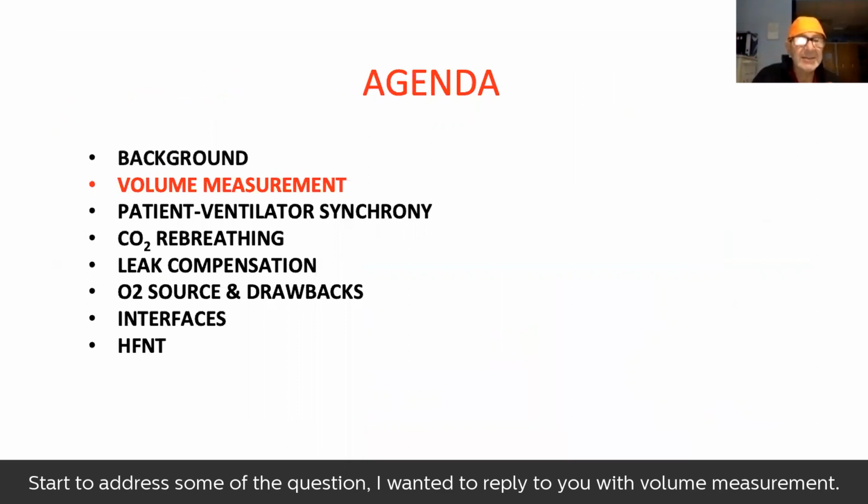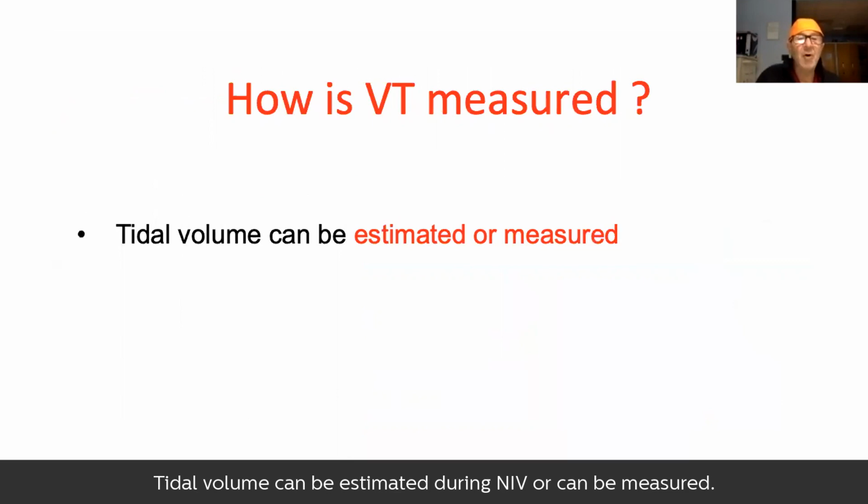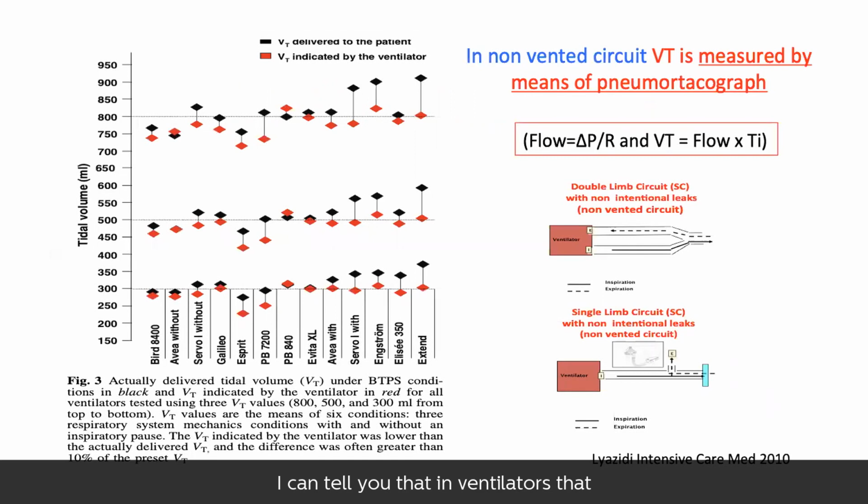Let me start to address some of the questions I wanted to reply to you about volume measurement. Tidal volume can be estimated during NIV or can be measured. I can tell you that in ventilators that have a valve at the double ventilatory circuit, usually the tidal volume is measured with a pneumotachograph, with a flow sensor, with a differential pressure transducer. So flow is measured as a difference of pressure on resistances, and tidal volume is computed as the flow over the time. What does it mean?